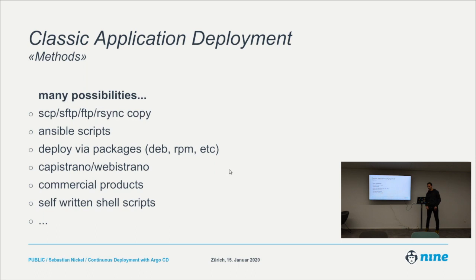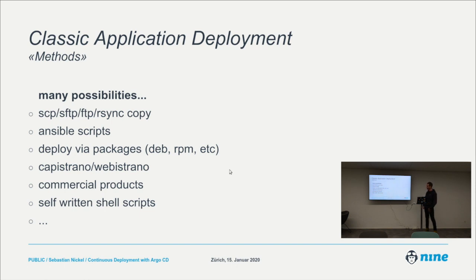Classic application deployment, which methods? I'm pretty sure I forgot a few, but when you talk to people, some just copy stuff. If you have a very, very simple app, SCP, FTP, rsync, whatever. Some are using Ansible scripts to copy and control their deployment. Some people are building Debian packages or RPM. Those are the really brave, I'd say, because Debian packaging, at least what I know, is not so easy.